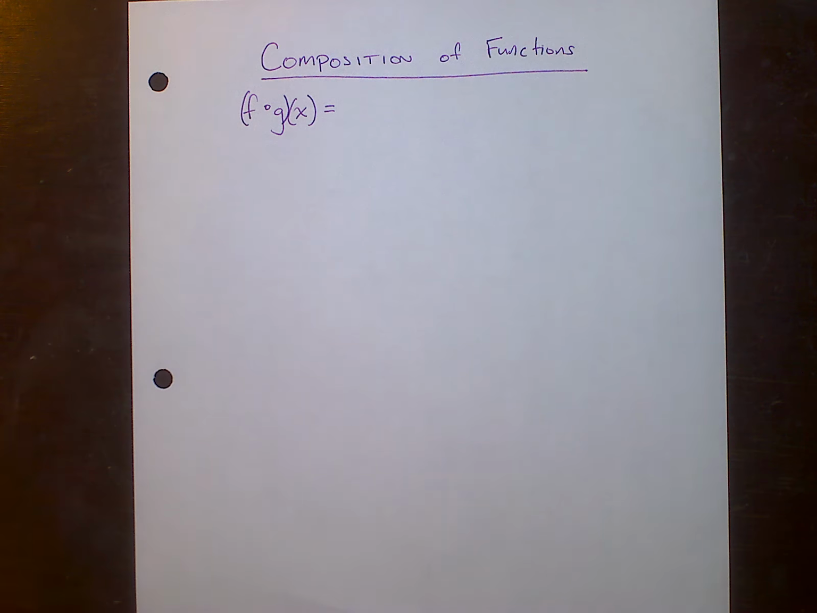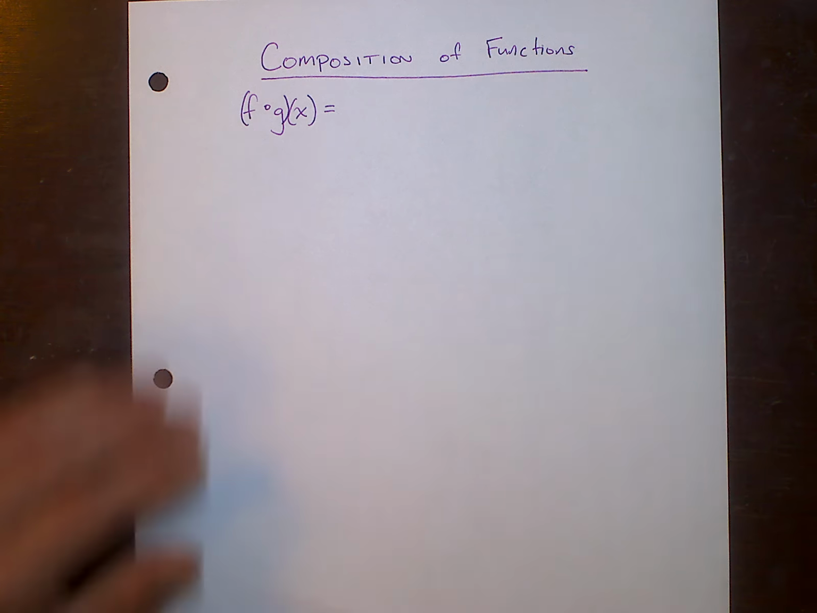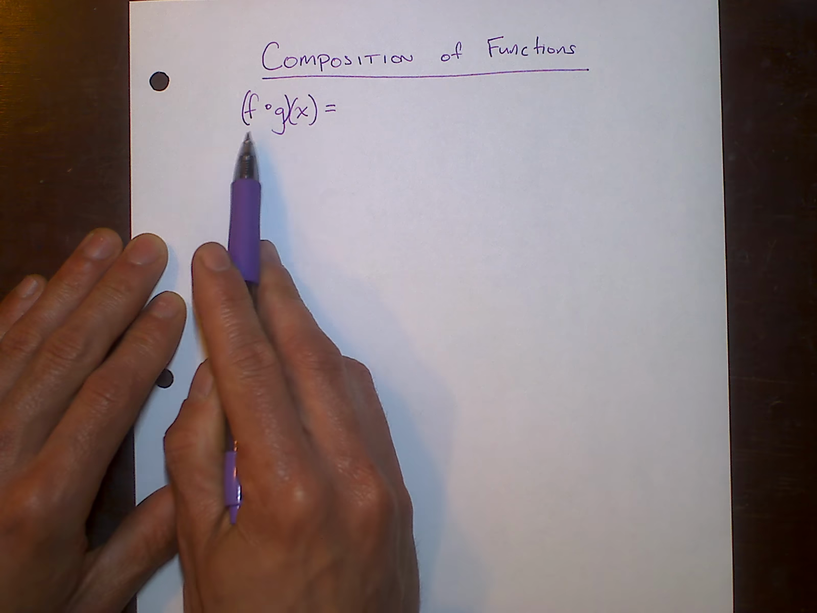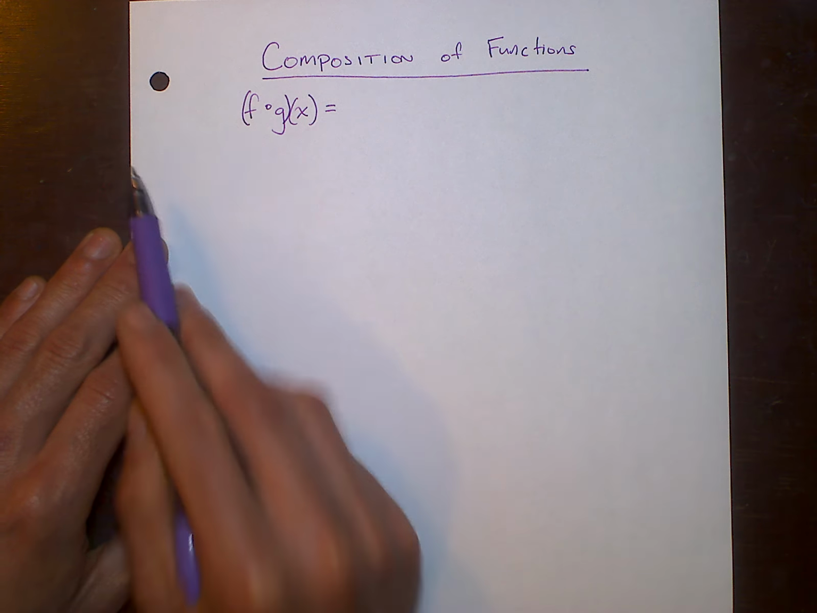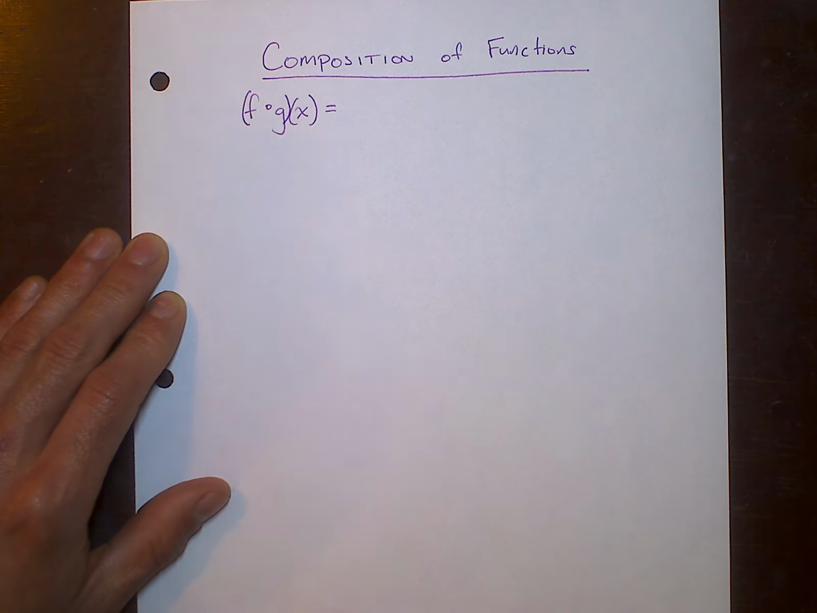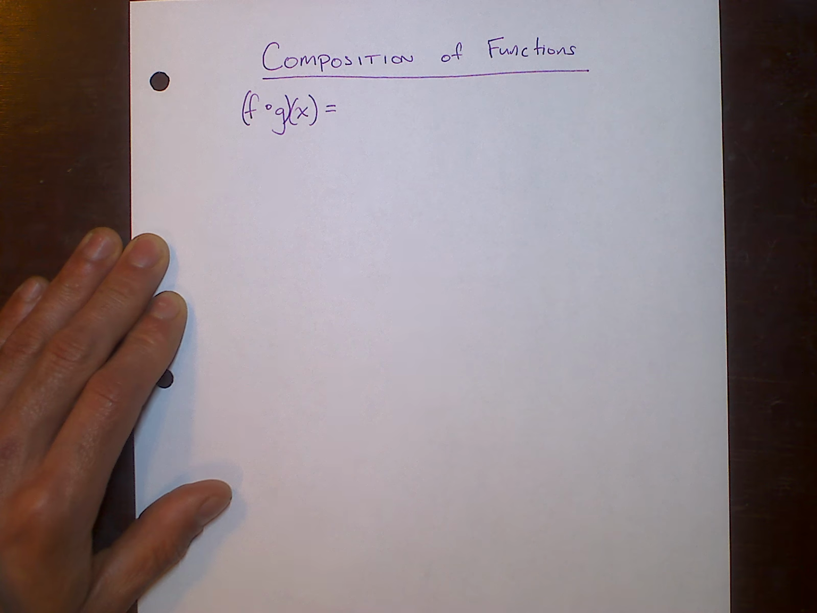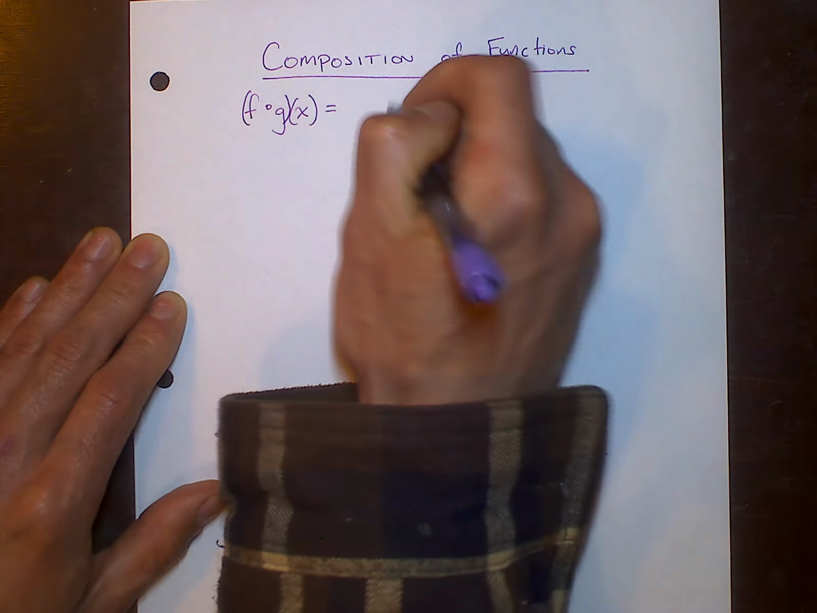Good morning, students. Today we'll be talking about the composition of functions. This is read f of g of x, and that's called the composition of those two functions. It's a way of combining two functions. So far, we've added, subtracted, multiplied, divided functions, all the operations, but this is also a pretty unique way of combining them. What it really means is one function is going to be substituted inside of the other function.